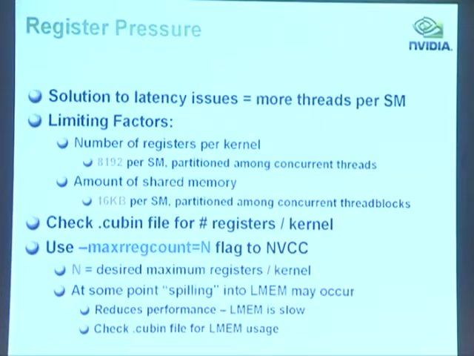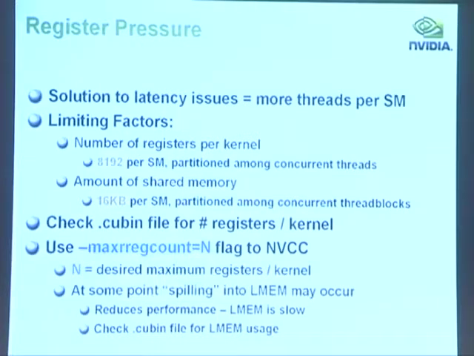Register pressure. The register file is limited. It's shared by all the active threads on a multiprocessor, and so the number of registers limits the number of threads that you can run, depending on the code. Each SM has 8,192 words of register space, so 32 kilobytes. And each SM also has 16 kilobytes of shared memory, as I said. Both of these are shared among all the concurrent blocks or threads running on the multiprocessor.